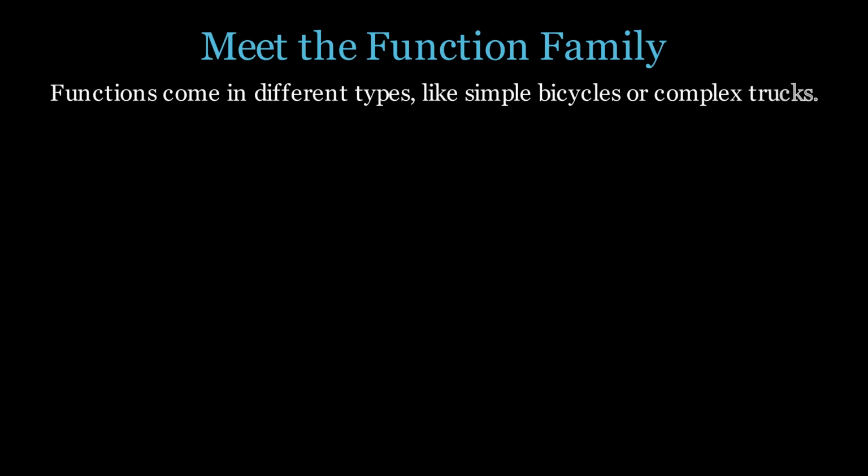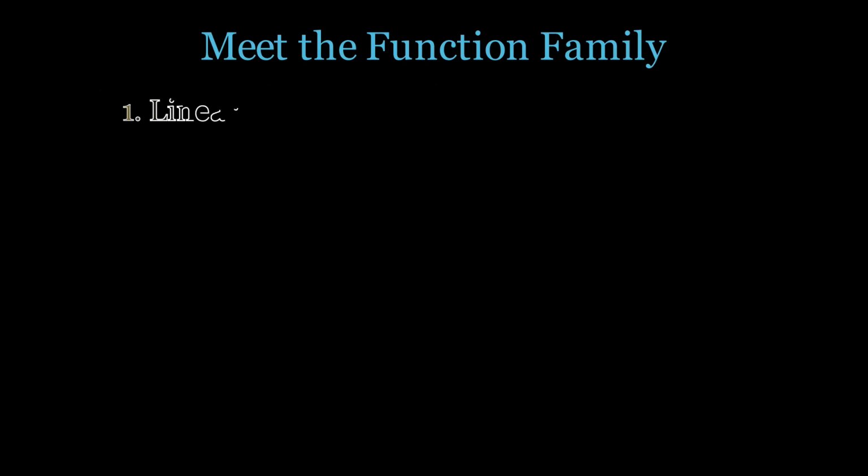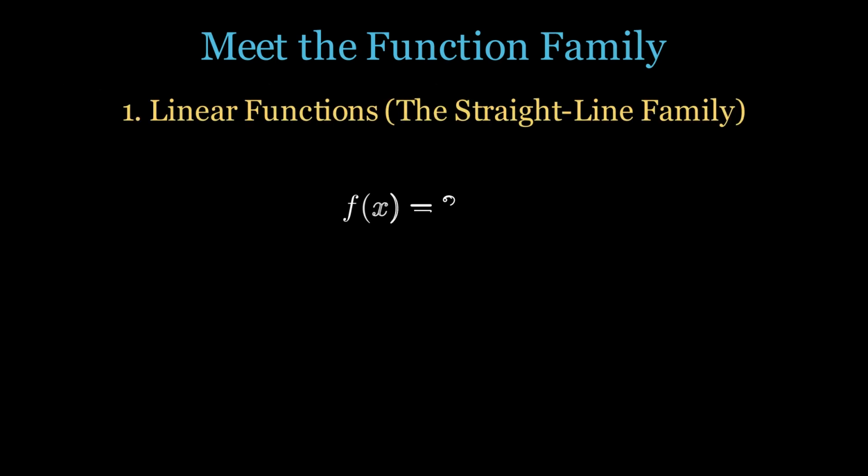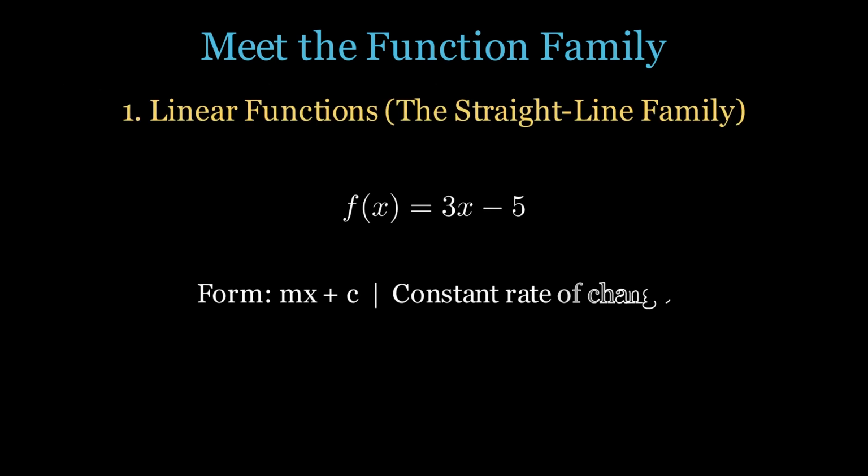Functions come in different types. Just like vehicles. Some are simple. Some are more complex. Let's meet the main ones. A linear function makes a straight line. It has the form mx plus c, where m is the slope, representing a constant rate of change.